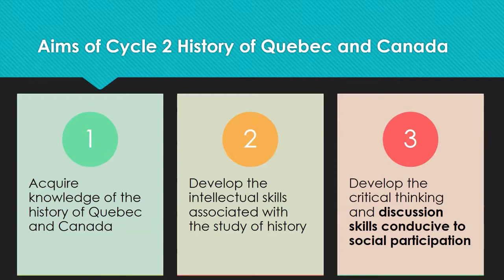The three aims of the program are to acquire knowledge of the history of Quebec and Canada, develop the intellectual skills associated with the study of history, and develop the critical thinking and discussion skills conducive to social participation. And it's this final aim which is at the heart of all of the social science programs, in that students are being prepared for life beyond school, which the government emphasizes includes social participation. And of course, language would be a key aspect of being able to participate in that way. And so it's with these three aims in mind that the program plays out.